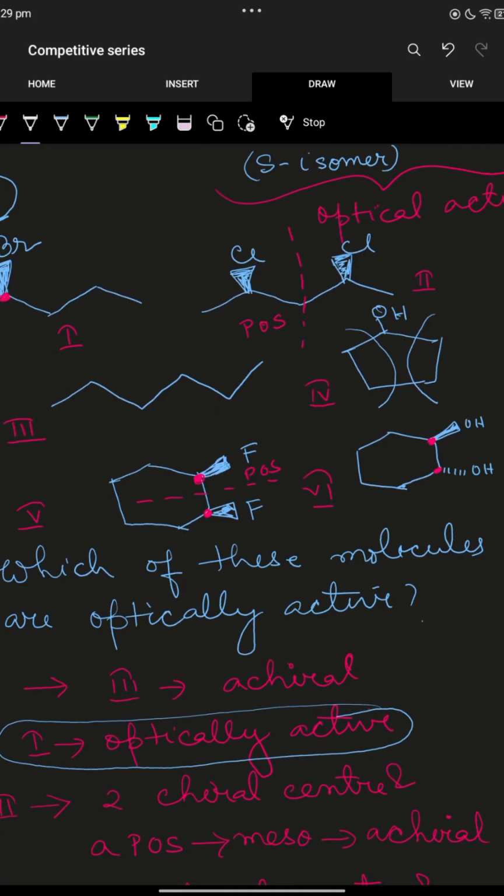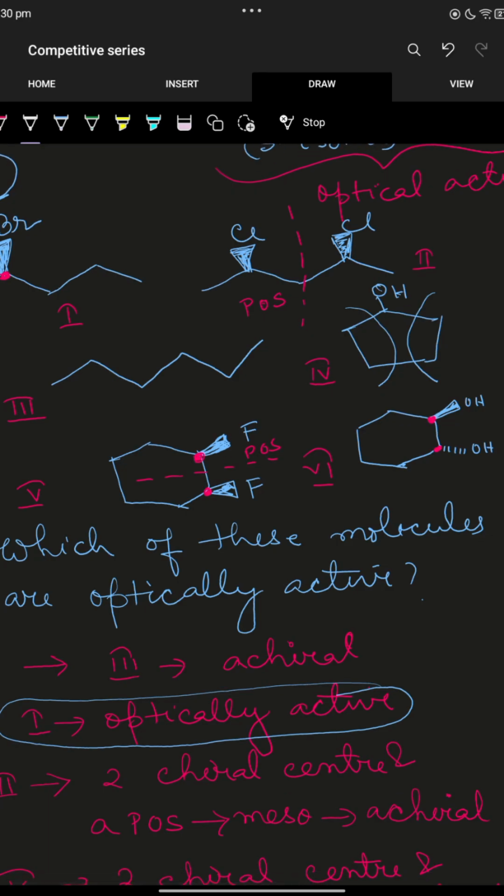Which of these molecules are optically active? Now, your work is to search for the chiral center and see if there is a chiral center, if there are two chiral centers. Now, in that type of molecule, if there is a plane of symmetry, POS, then that is meso and it will be optically inactive. So, we need to see them one by one.